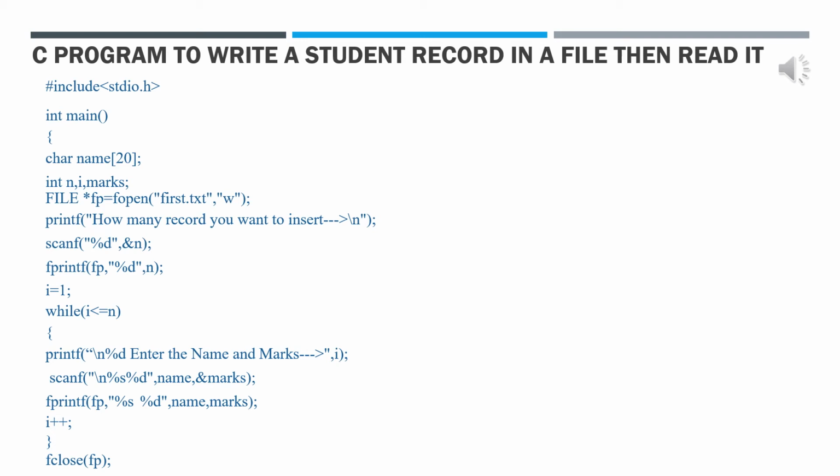i equal to 1, and we have started a while loop here. While i less than or equal to n, we will enter the name and the marks, and we will scan the name and the marks, and we will print this name and marks in the file. So fprintf is used, and i++. Suppose I want to enter 3 records, so initially i is 1, then 2, then 3, and then we close this, that is fclose fp.